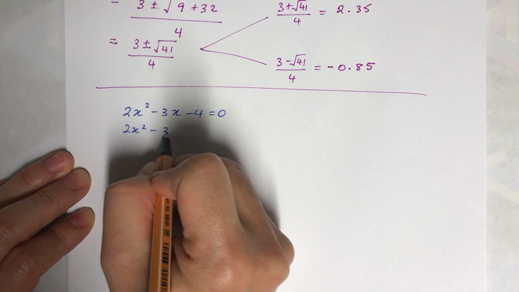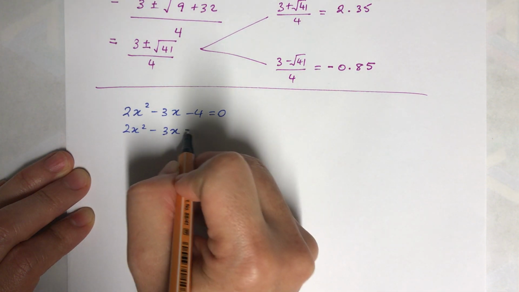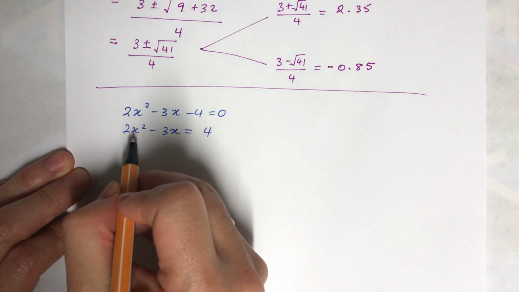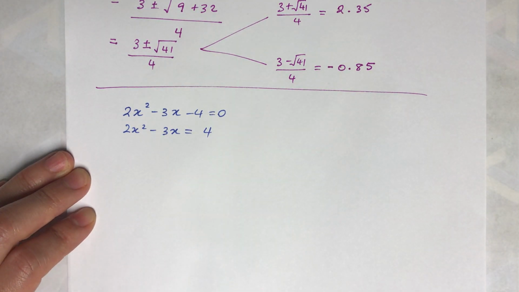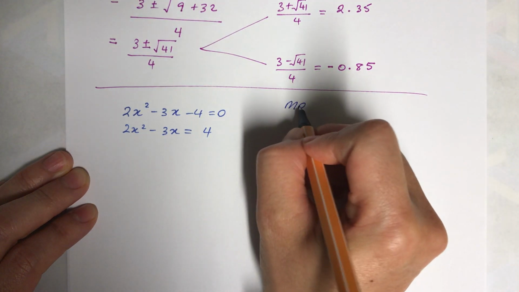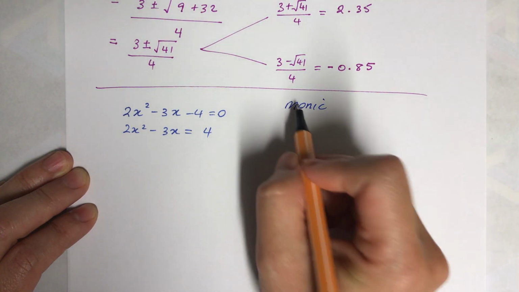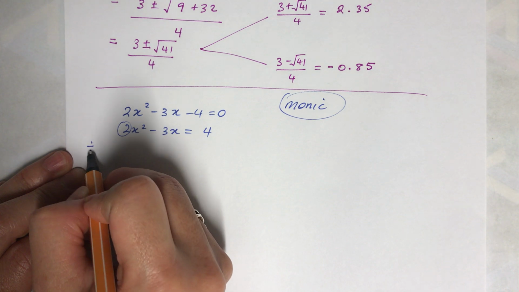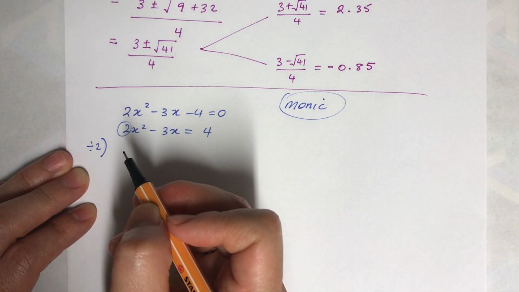I'm going to move my constant to the other side. And something you have to remember is to use completing the square, if it's not monic, you need to make it monic. At the moment it's not monic, so to make it monic, I divide by 2.